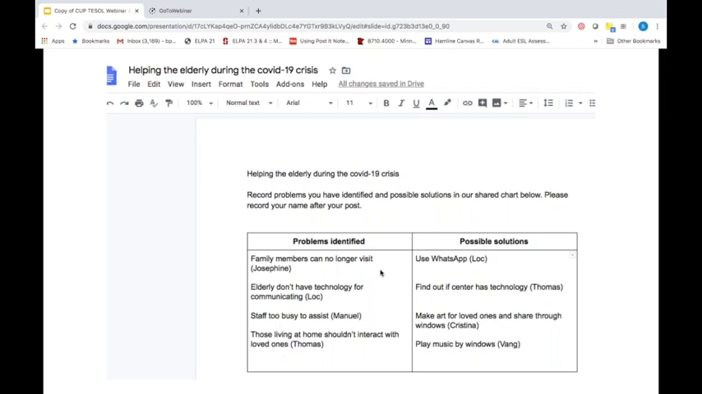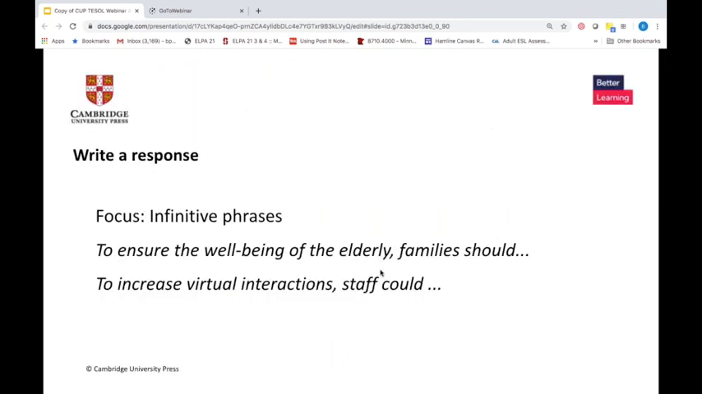So now there's language that we could work on with the students. It's one of the ones that Jeanne highlighted before. In order to write a response, we could use those infinitive phrases. For example, to ensure the well-being of the elderly, families should find a way to communicate through technology, or families could ask staff to sit down with their parents using WhatsApp on their phone. Or to increase virtual interactions, maybe staff could help the residents use the computers that are at the assisted living home, for example.